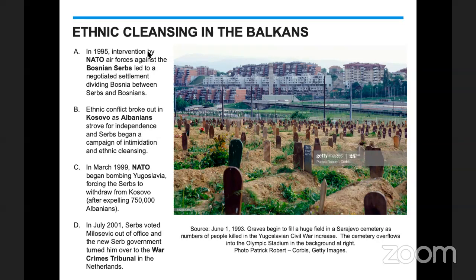So we go to A. In 1995, NATO is going to intervene, and their air forces against the Bosnian Serbs led to a negotiated settlement dividing Bosnia between Serbs and Bosnians. And B, the ethnic conflict will break out in Kosovo as Albanians who want their independence and Serbs begin a campaign of intimidation and ethnic cleansing.